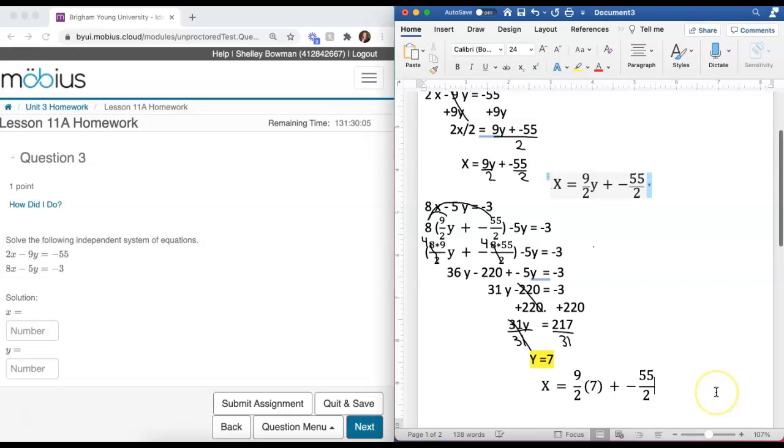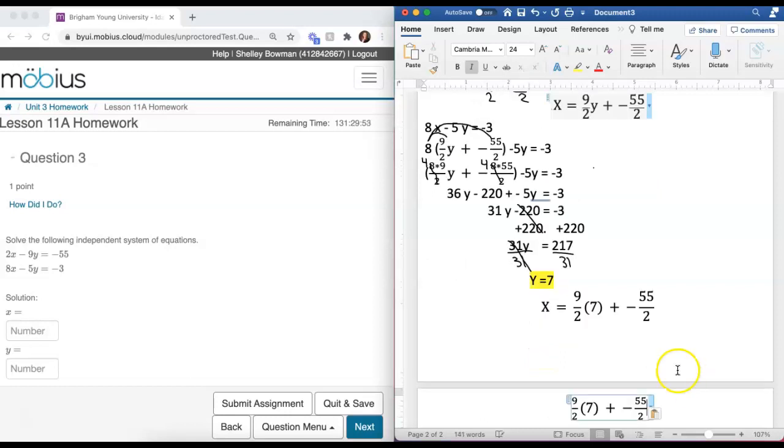And I'm going to go ahead and leave these as improper fractions because then I can combine those. And I end up with 7 times 9, which gives me, I'm going to just show my work here. Okay, 7 times 9 gives me 63, and then 63 plus a -55, so I'm going to be subtracting those. 63 minus 55 gives me 8. 8 over 2, and then 8 divided by 2 gives me 4, and that's my answer for x.